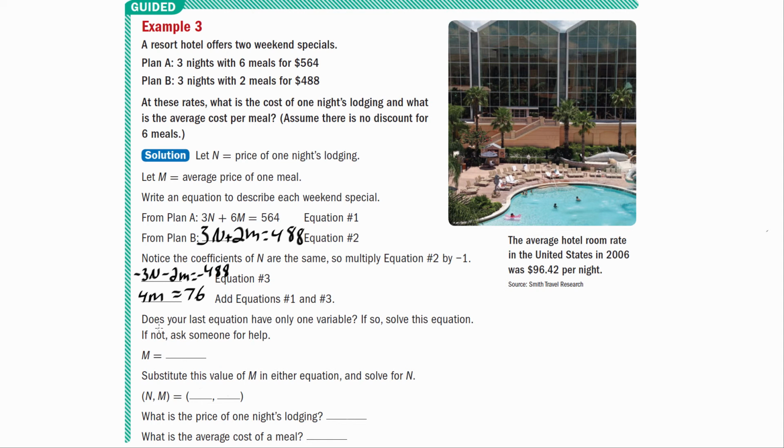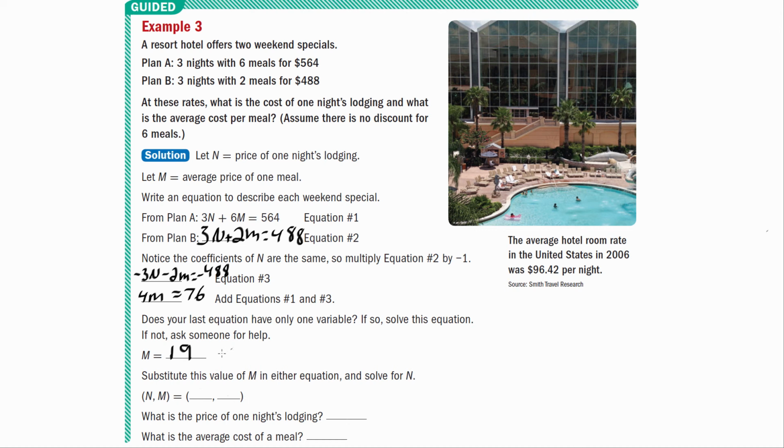So it asks this question, does your last equation have only one variable? If so, solve this equation. If not, help Mr. Wizard. You need some help. Find out what went wrong. Should have canceled out. So M equals 19. 4 into 76, right?